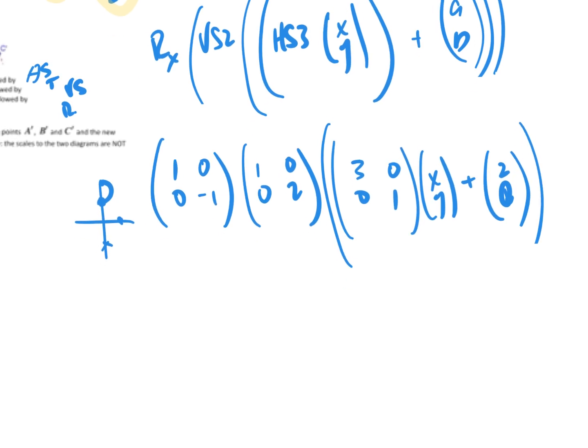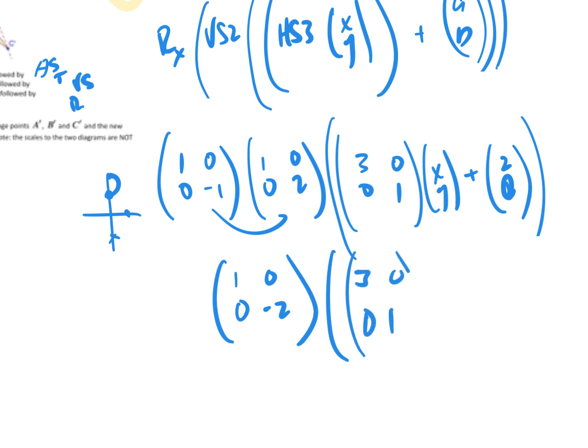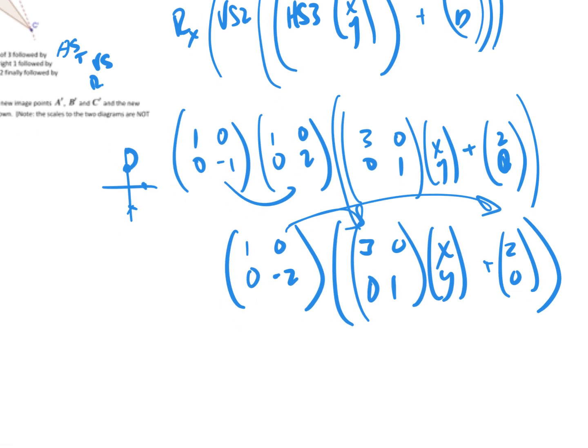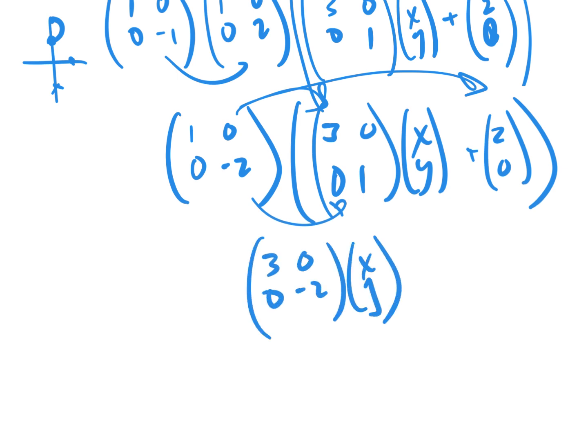And then it's just a matter of multiplying them out. Thinking about matrices, I can multiply these 2 first, and I end up with [1, 0; 0, negative 2]. And then I have [3, 0; 0, 1] times my point x, y plus [2, 0]. And I can take this and distribute these out as such. When I multiply these first 2 together, I end up with [3, 0; 0, negative 2] times x, y. And then when I multiply this times this one, it's going to be just [2, 0].